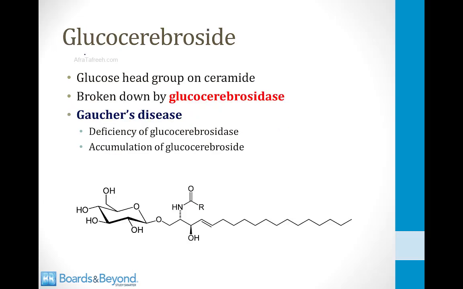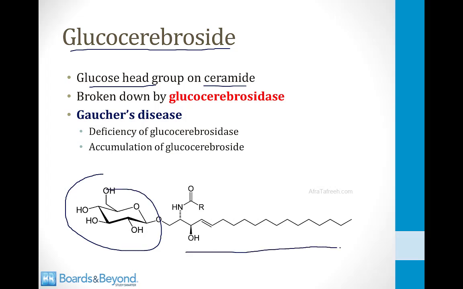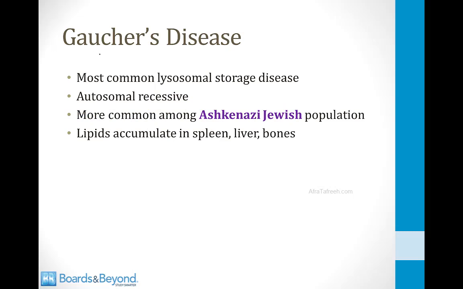The next sphingolipid we'll discuss is called glucocerebroside, and the structure of this molecule consists of ceramide with a glucose head group. If you look at the structure on the bottom of the screen here, this is a glucose head group attached to a ceramide molecule. The enzyme that breaks down glucocerebroside is appropriately named glucocerebrosidase, and if you are deficient in this enzyme, you have a condition called Gaucher's disease. Gaucher's disease is the most common lysosomal storage disease. It's still very rare, but among all the lysosomal storage diseases, Gaucher's is the most common.